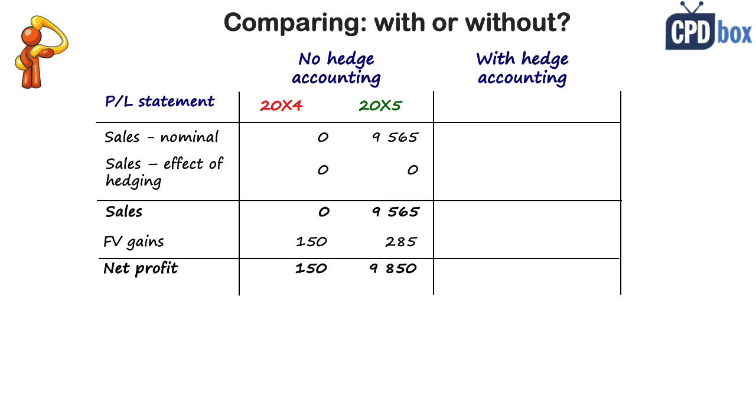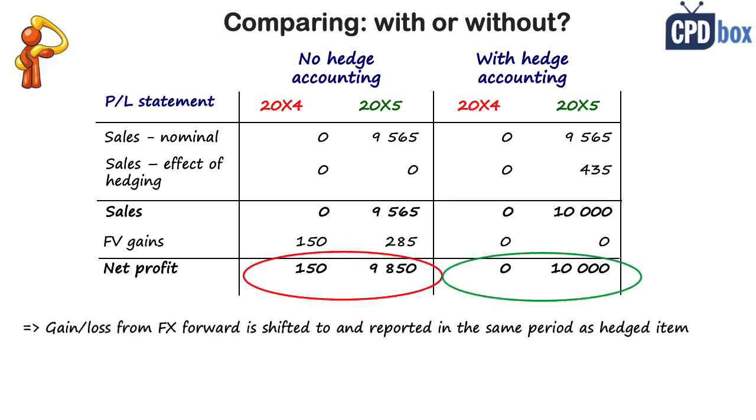When we did apply the hedge accounting, here are the results. Zeros in 20x4 and in 20x5, all is reported as sales, even that gain from the derivative. So what does that mean? First of all, gains or losses, well, gains in this case, from the derivative are held in other comprehensive income and then shifted and reported in the same period when the hedged item affects profit or loss. Here, anticipated sales became reality in May 20x5, so gain from the derivative was reported exactly at that point.